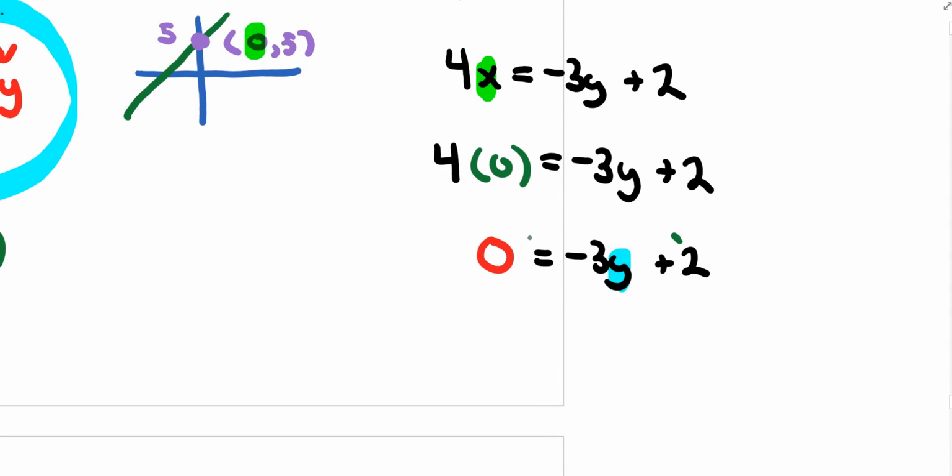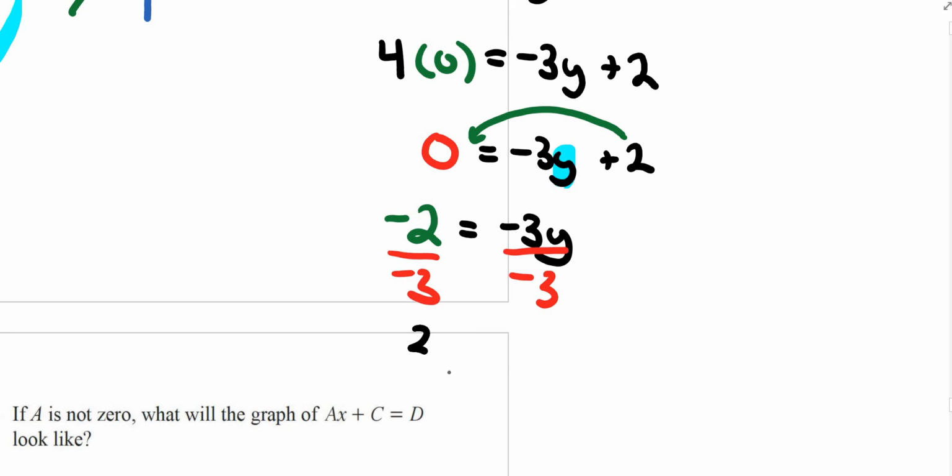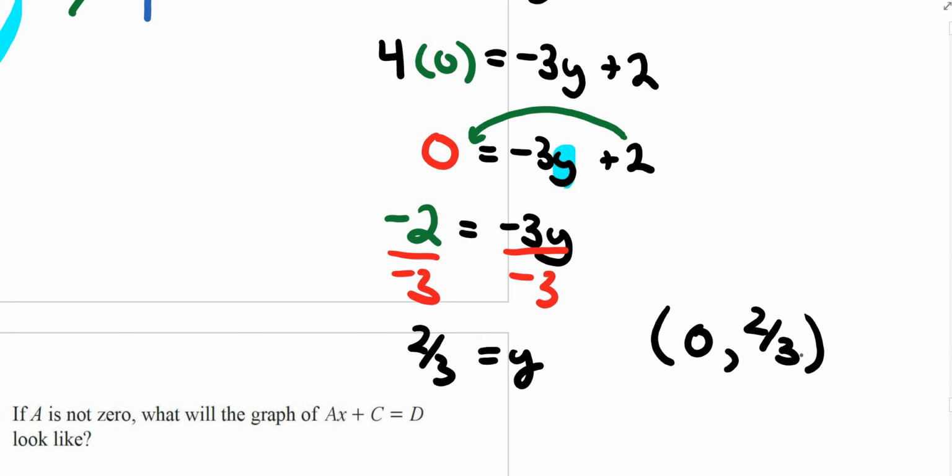If I bring this positive 2 over, it becomes -2 equals -3y. And then I divide both sides by -3. My final answer there is going to be positive 2/3, right? So that 2/3 equals y. And if I want to write the exact coordinates, it would be (0, 2/3). So that is my y-intercept there.